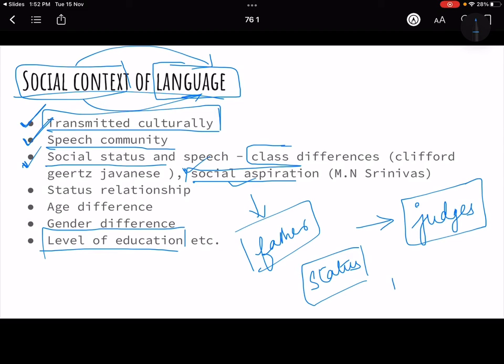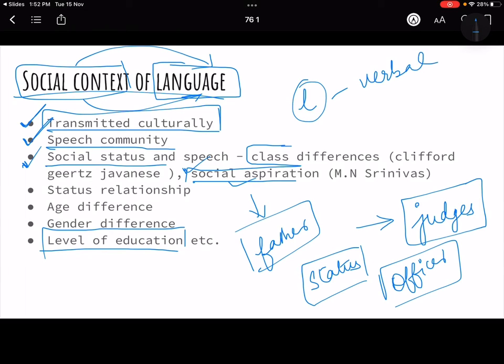Similarly, your officer, your boss, you will always call him sir. There will be a certain kind of language that you will use. And language is not always verbal, right? You need to remember this. Language is also non-verbal. So the behavior, both the verbal and non-verbal language that we have around that person, shows a lot, right?